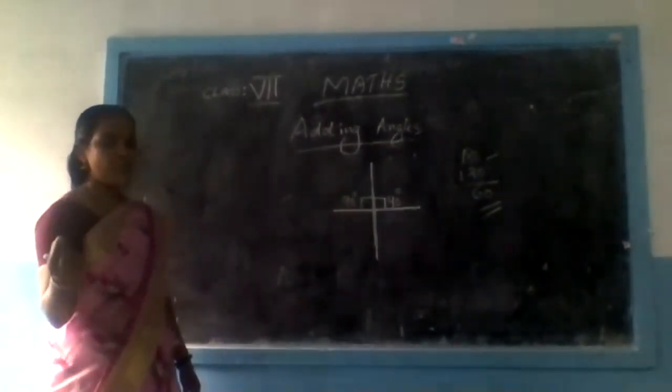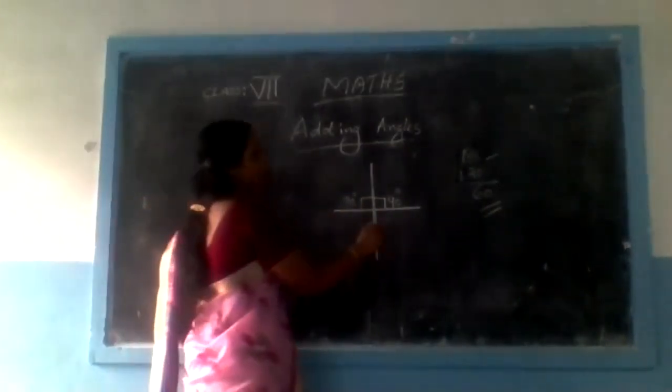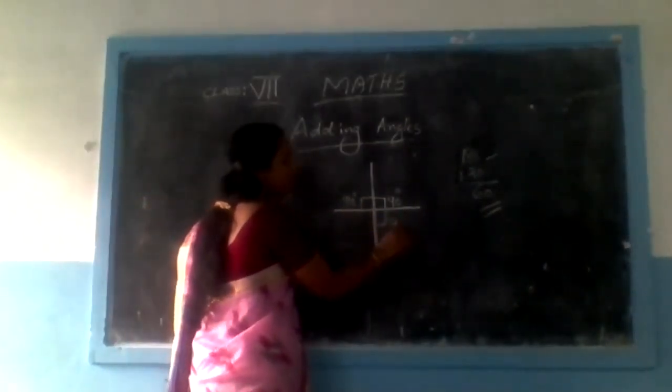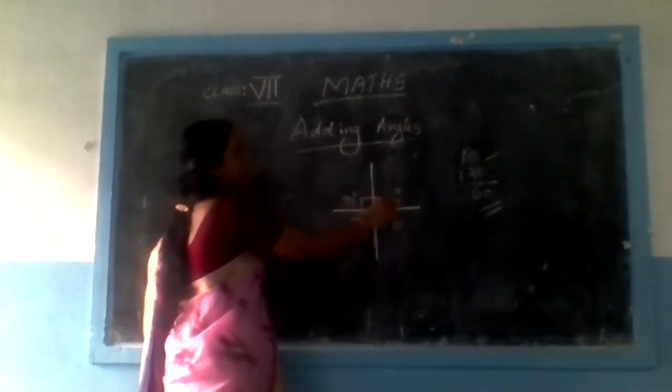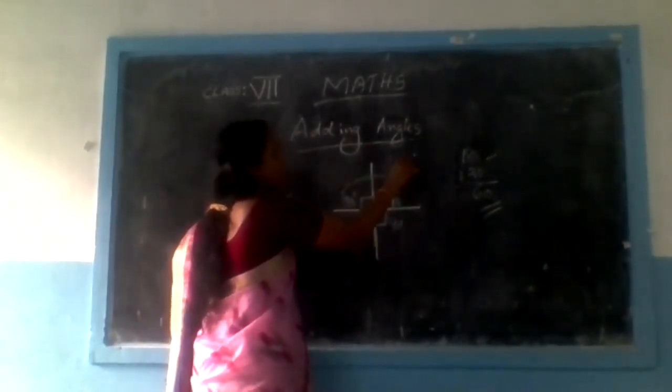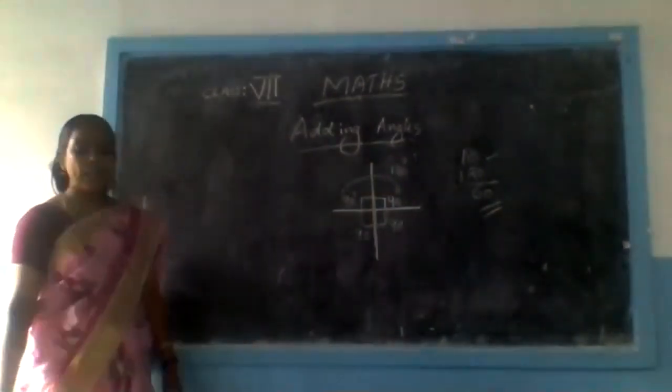Next one. What is the point you studied? Already studied: opposite angles are equal. All angles are 90 degrees. Opposite angles are equal. Nearby angles are 180 degrees.